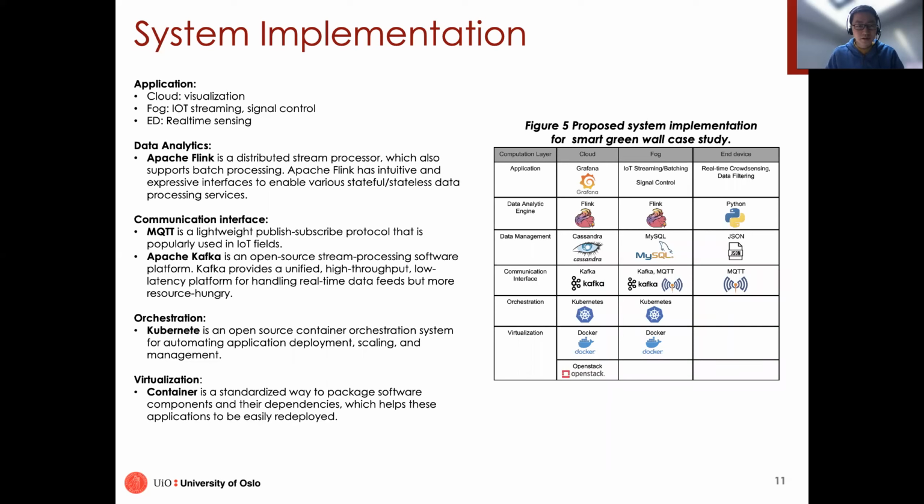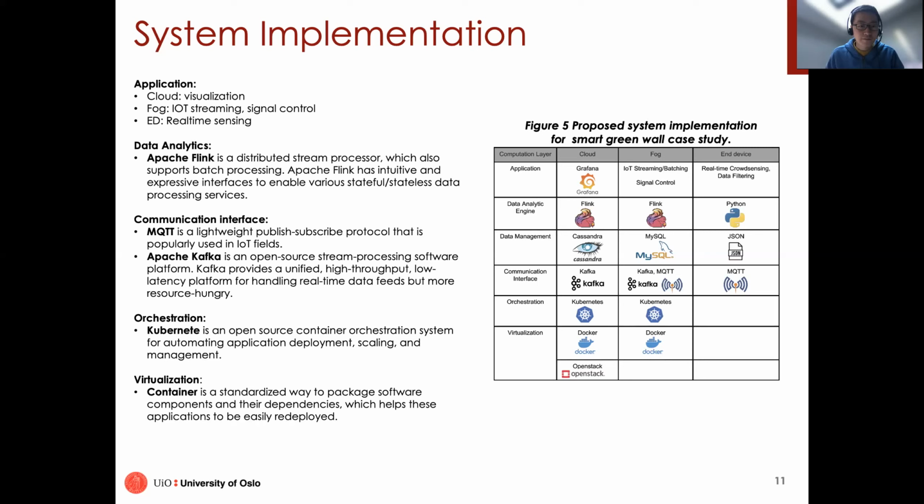Here shows the details of our implementation. In the application, we use the cloud for virtualization, fog for IoT streaming and signal control, and end devices for real-time sensing. In the data analytics, we use Apache Flink, which is a distributed stream processor that also supports batch processing. Apache Flink has an intuitive and expressive interface to enable various stateful and stateless data processing services.